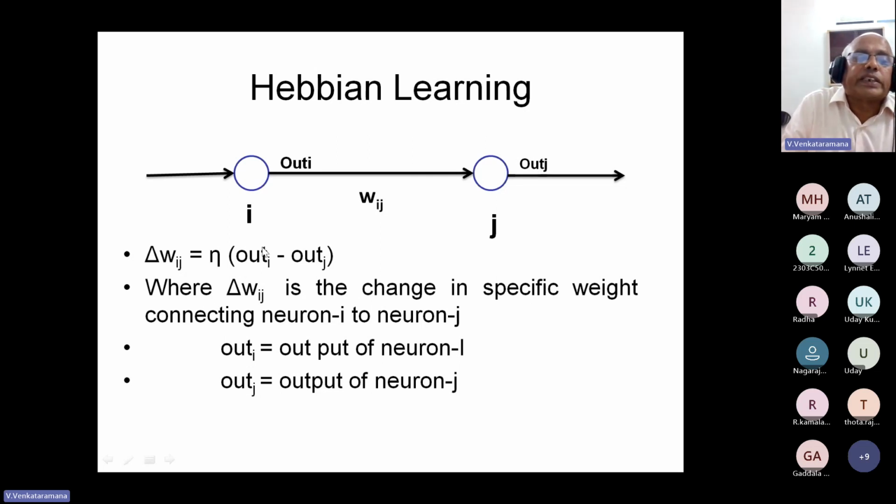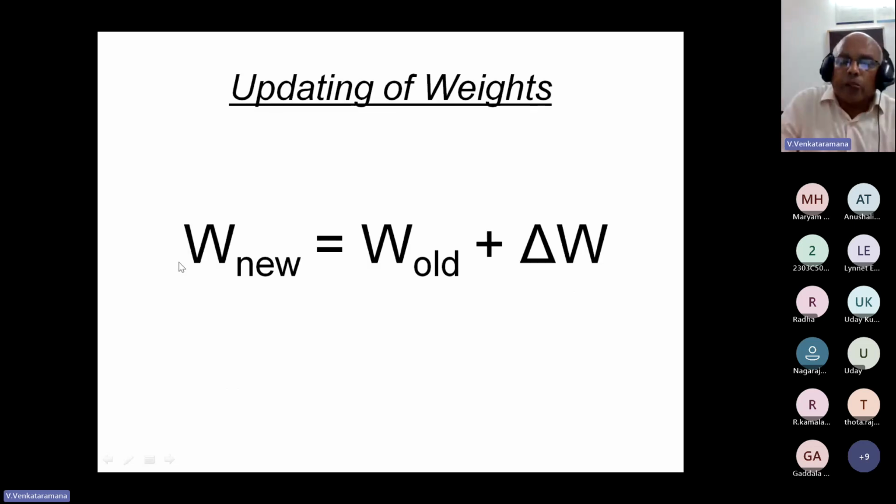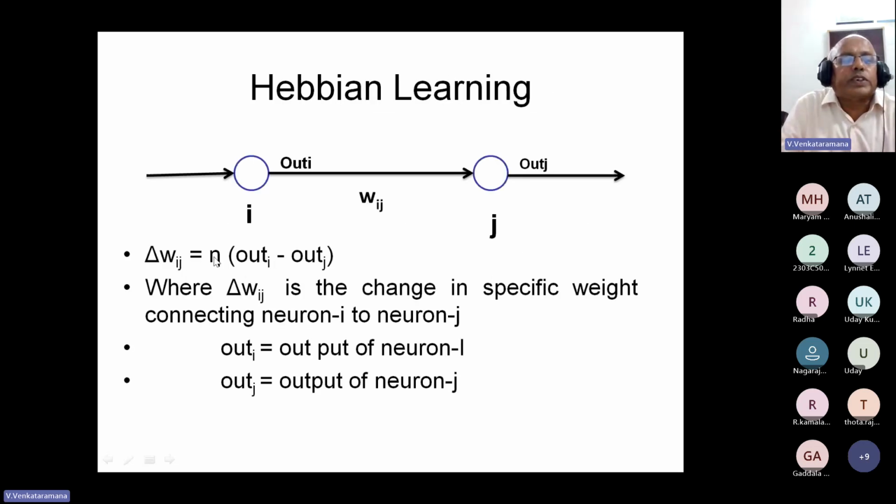Therefore, what Hebbian learning says is that the change in weight expression is proportional to the product of out I and out J. Eta is the proportionality constant, where the change in Wij is the change in the specific weight connecting neuron I and neuron J. Out I is the output of neuron I, out J is the output of neuron J. Once again, in Hebbian learning, the change in weight is eta times out I times out J.